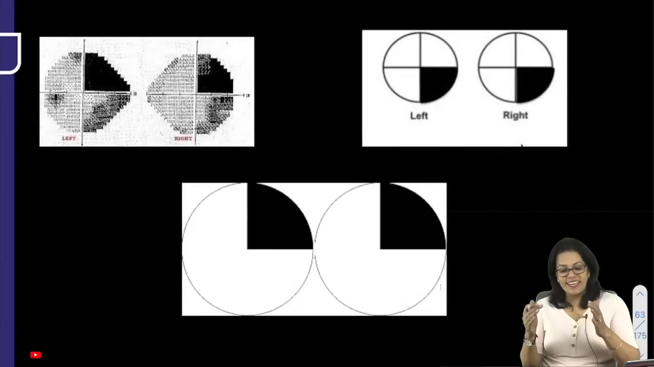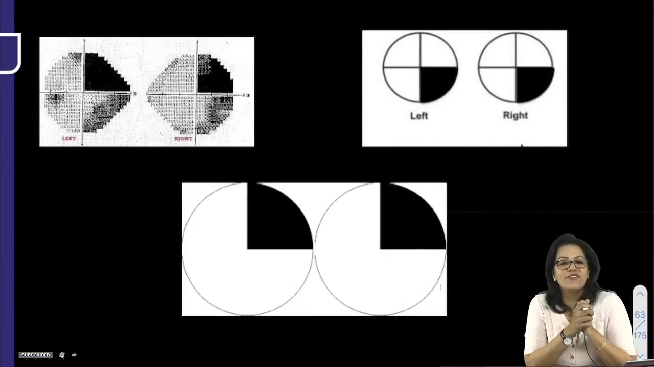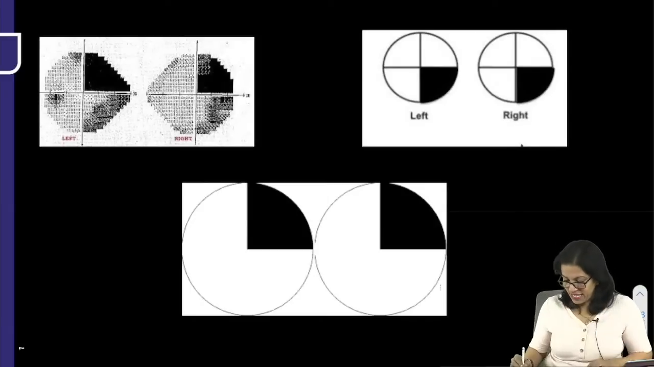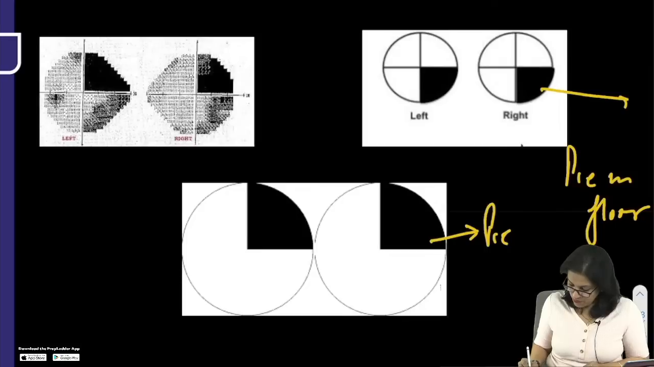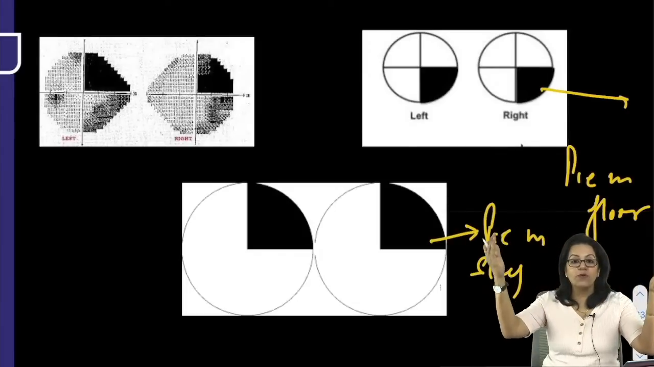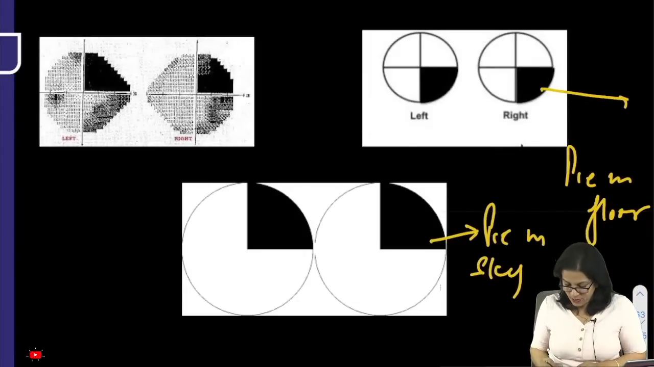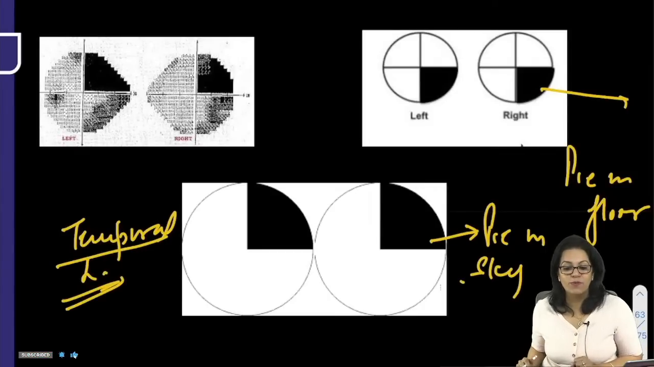I included this slide to ask you, what are you looking here? What are these field effects? What do you think? So this is what is called pie in the floor, and this is what you know as pie in the sky, isn't it? So what is pie in floor and pie in sky? Optic radiation fibers which are going through temporal lobe are inferior fibers. So any temporal lobe lesion will lead to pie in the sky, superior quadrantopias.